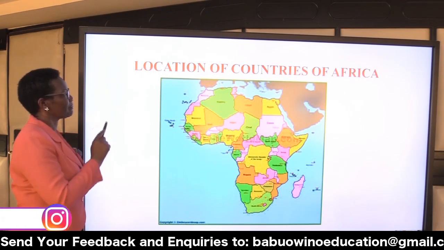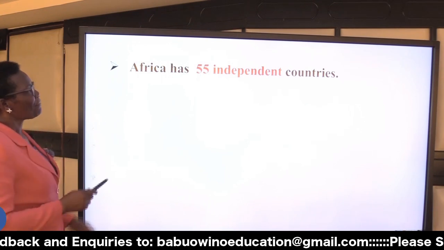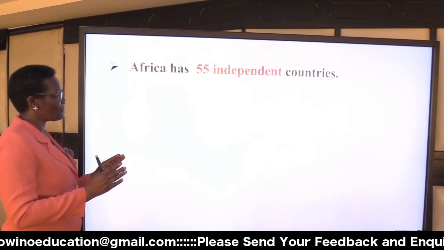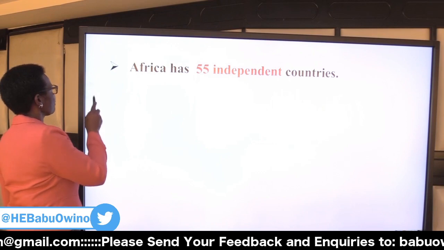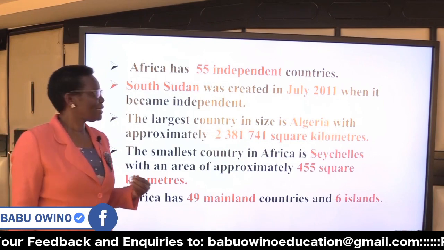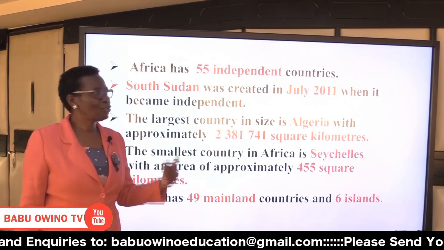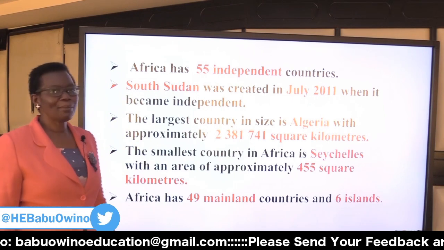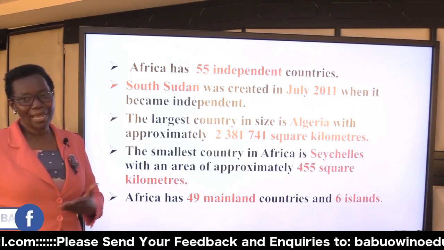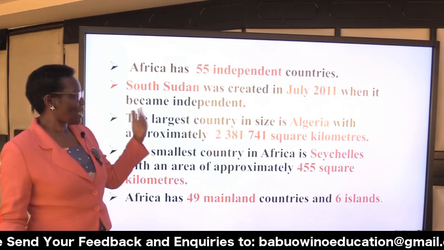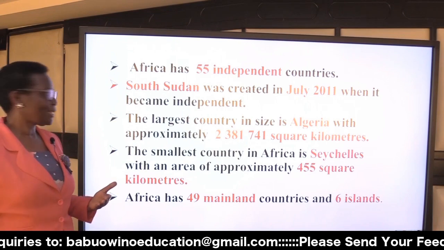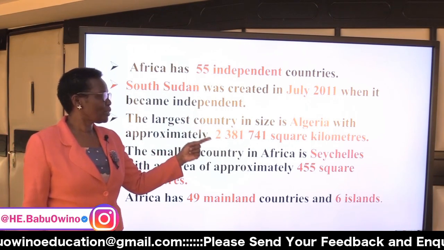Let's see what happens. Africa has 55 independent countries. You learned earlier in Standard 6 that South Sudan was created in July 2011 when it became independent. So South Sudan became the youngest in Eastern Africa when you learned in Standard 6. But now I'm saying that among the independent countries of Africa, South Sudan was the latest to get its independence. Then we have the largest country in size, which is Algeria.